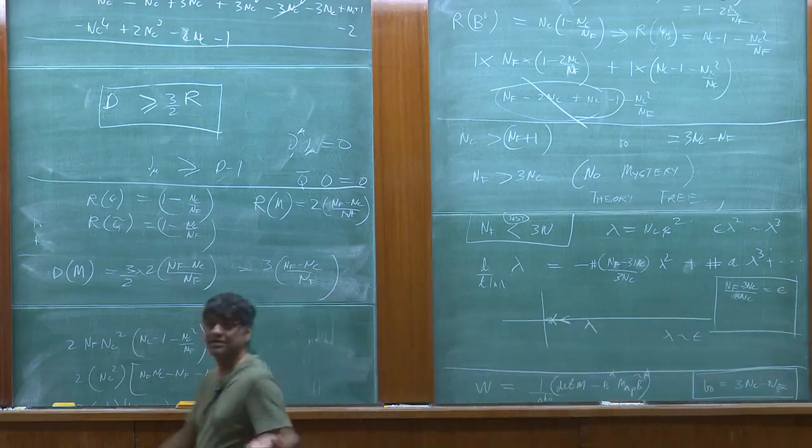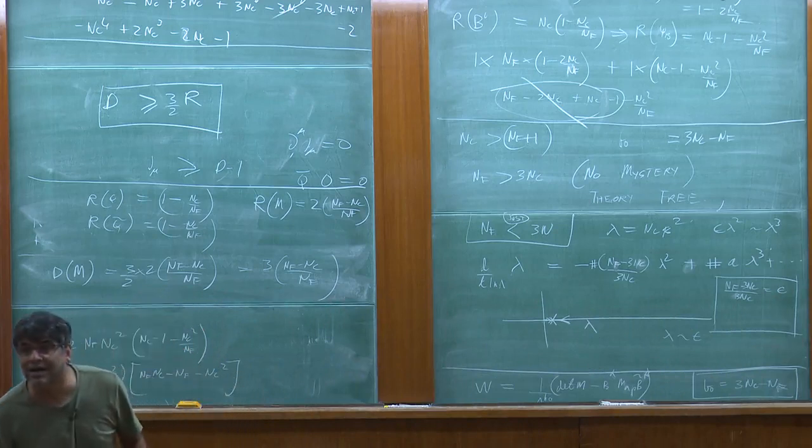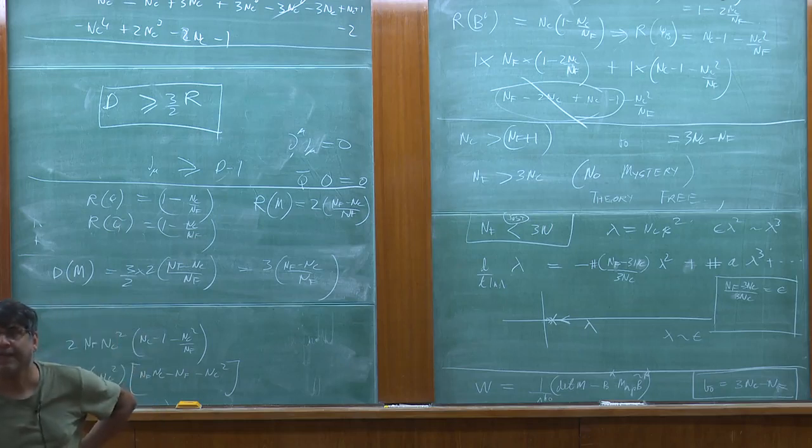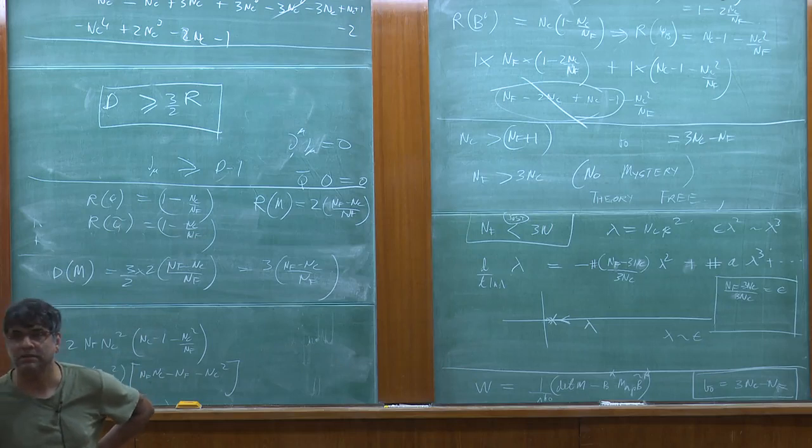Okay? Louder. What is equal to 2? Why is D equal to? We are looking at NF very close to 3 NC. Good. Correct.